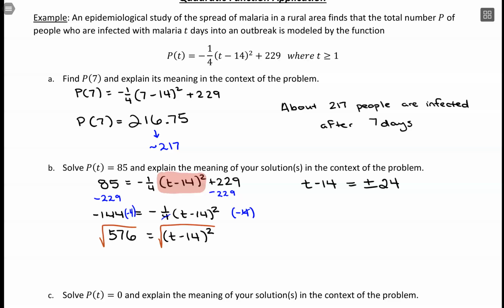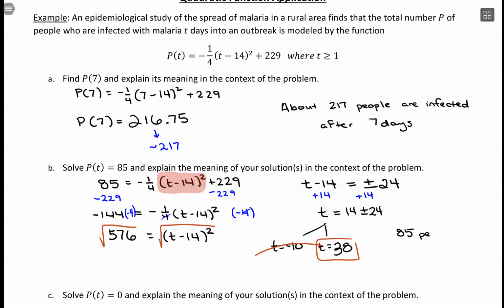Then I'm going to add 14 to both sides. So what we get for this is T equals 14 plus or minus 24, which gives us two solutions. We have 14 minus 24, which is negative 10, or 14 plus 24, which would be 38. Now the negative 10 doesn't work for us. That's outside of our domain, so we are not going to look at that answer, but instead we'll just have T equals 38. So 38 days into the outbreak, we have 85 people infected.